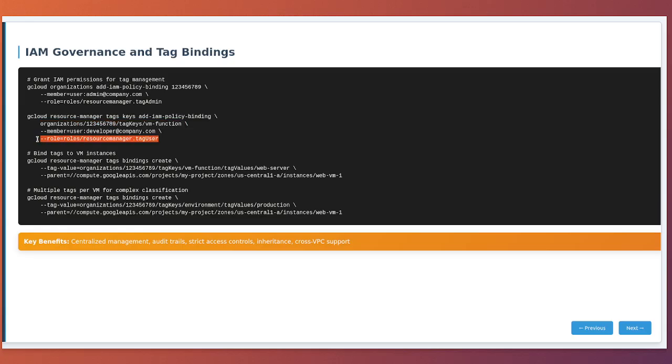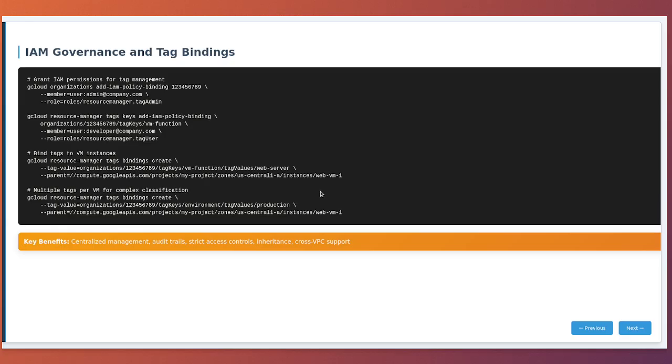The third command, gcloud resource-manager tags bindings create, actually attaches the web server tag value to a specific VM instance. Notice the parent parameter uses the full resource path, including the compute API, project, zone, and instance name.